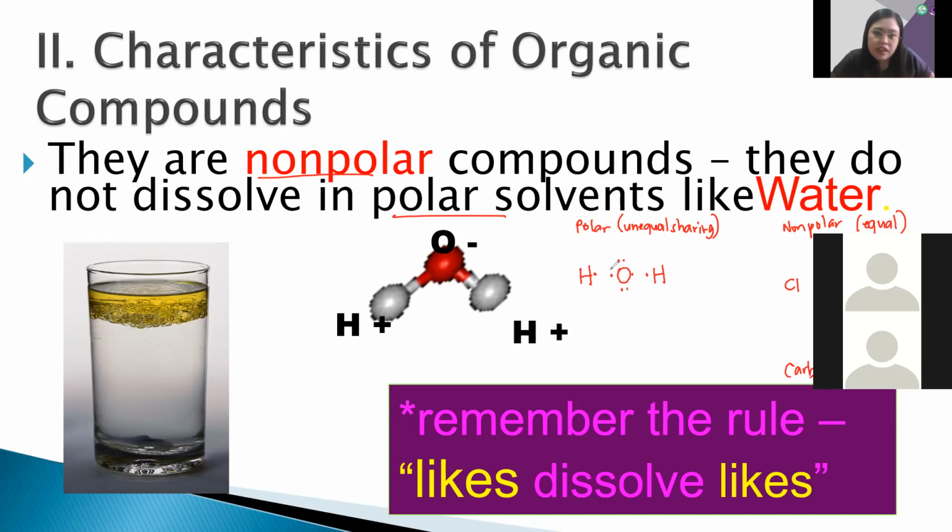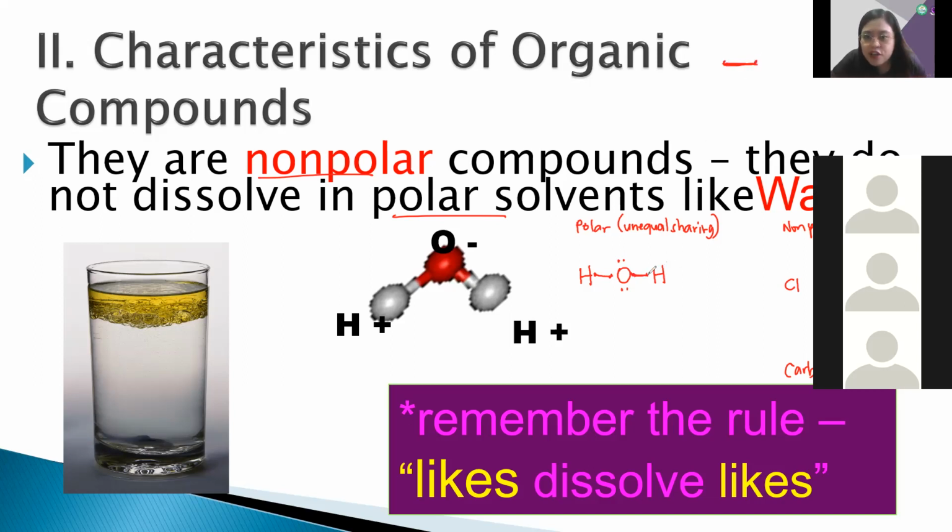Therefore, if this combines to form water, hydrogen will share its electron, 1 electron to oxygen, and then this electron here will also be shared. Mag-share yan sila. To form bonds, you need 2 electrons ha, para ma-form yung bonds. So itong electron ni hydrogen will be shared to oxygen to form the covalent bond.